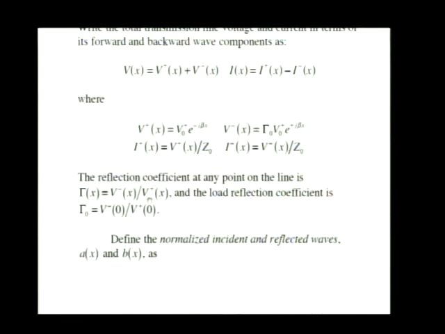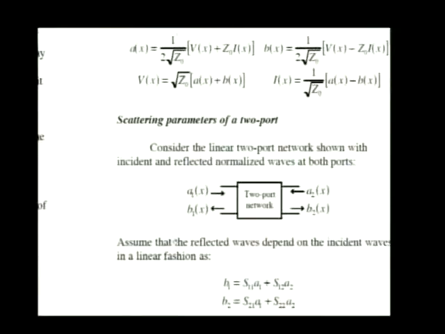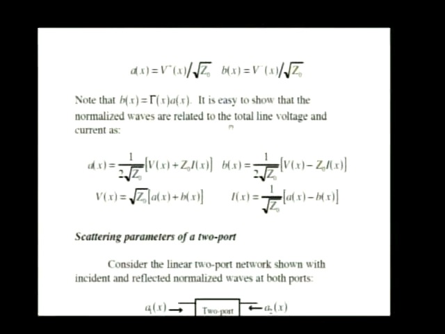There's our reflection coefficient at general locations on the line, backward voltage divided by forward voltage. Here's the load reflection coefficient. The same thing, only now at the load terminals. Okay, now we get down to the actual definitions. We're going to be working a lot this semester with A of x and B of x, small a and small b. A of x is the forward traveling wave, and B of x is the backward traveling wave.